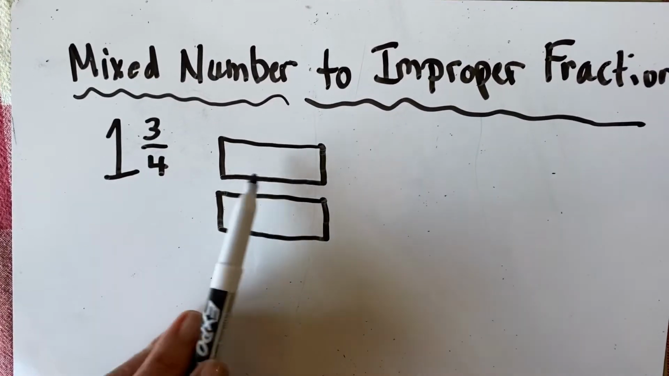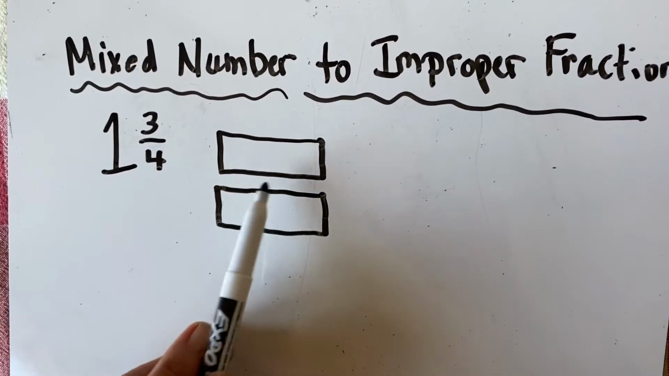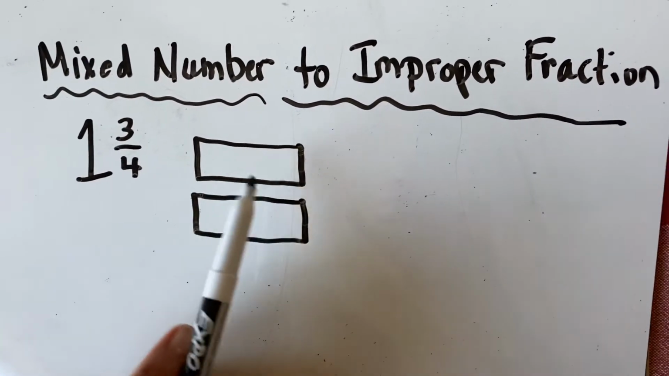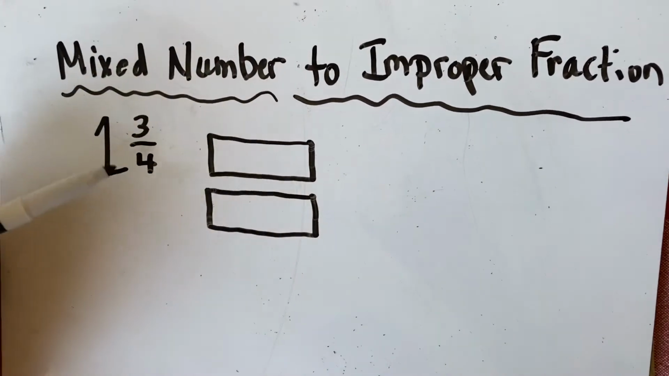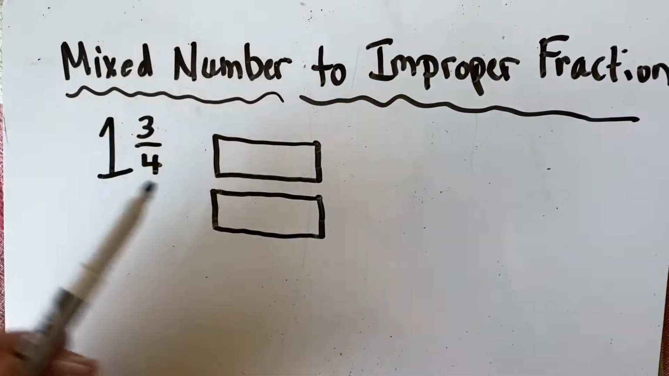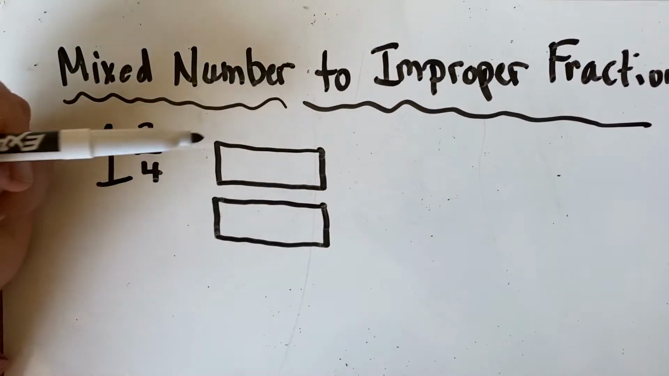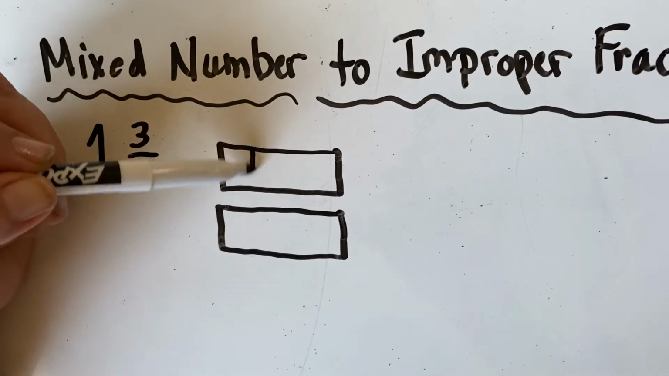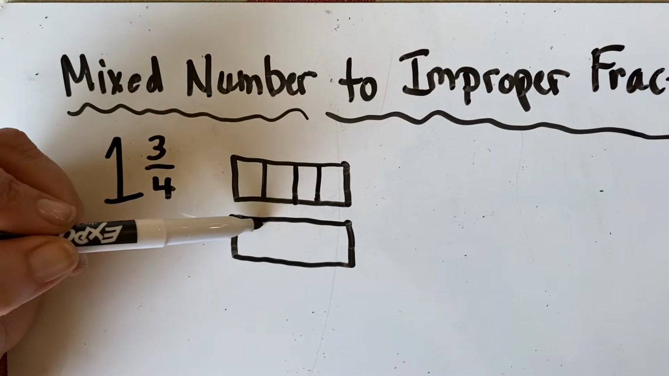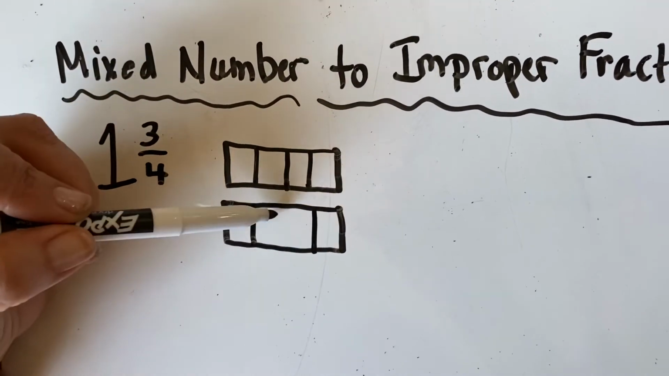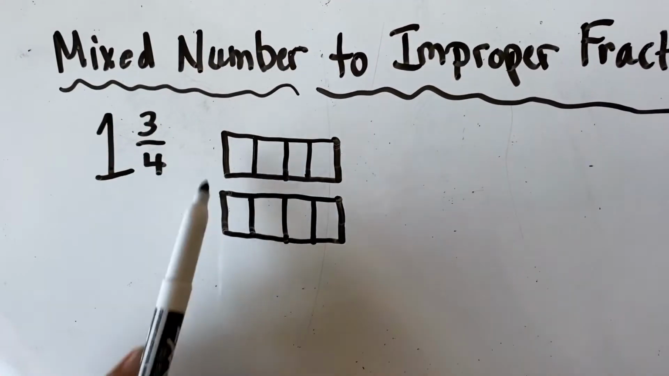And what are we talking about? How many pieces do we divide these up into? Are we talking about 7ths? Are we talking about 12ths? No, we're talking about fourths. So because I have 4 as a denominator, that means I split these up into 4 pieces. And remember, 4 pieces, I draw 3 lines. Okay, 1, 2, 3. And now I have 2 perfect models.